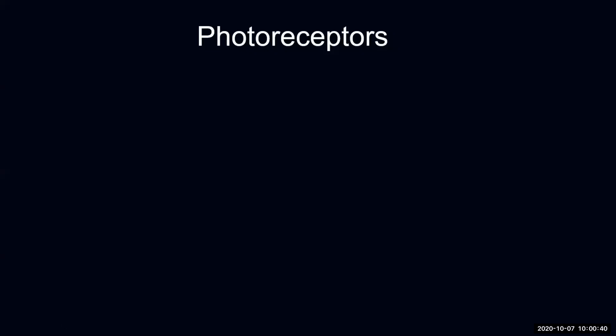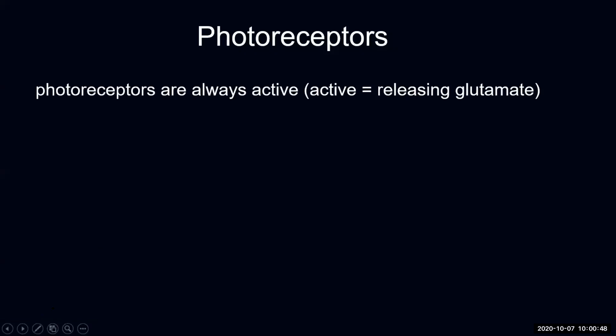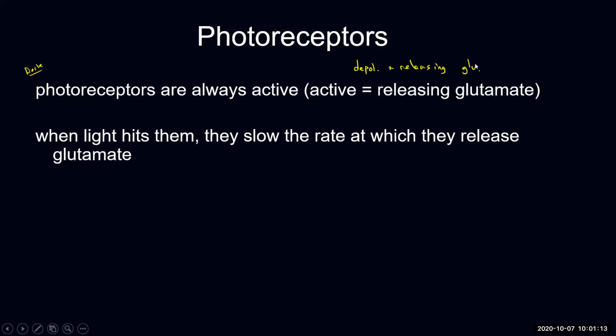All right, so the photoreceptors. Photoreceptors are always active. Okay, so this is in the dark. Their default is to be active. And when I say active, I mean releasing glutamate. So they're depolarized and releasing glutamate. When light hits them, they're hyperpolarized, so they slow the rate of glutamate release.